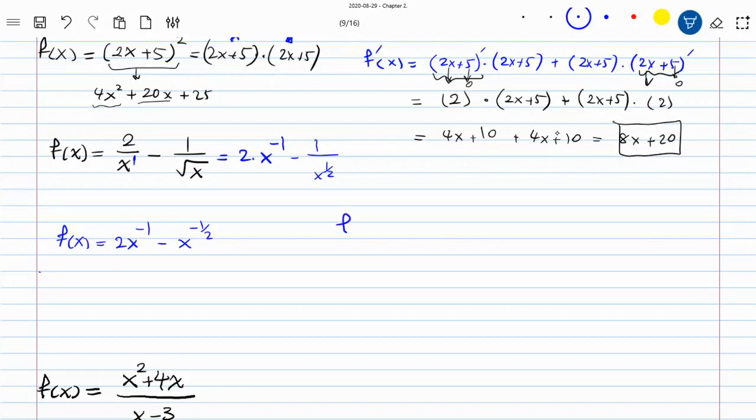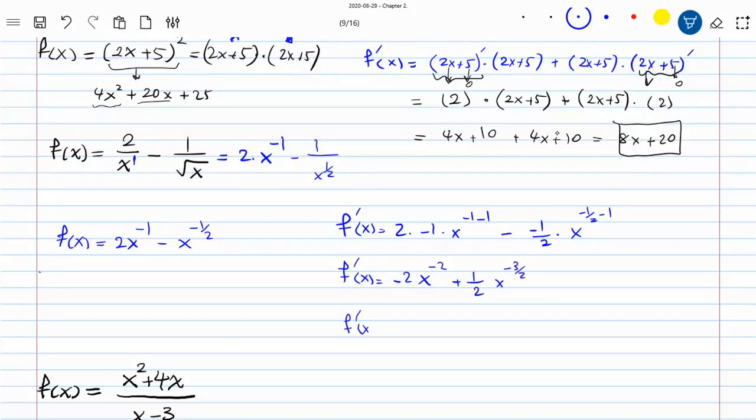So now to take the derivative, I can use the power rule. Keep the coefficient 2. Derivative of x to the negative 1: multiply by negative 1 times x to the power negative 1 minus 1, subtracting 1 from the exponent. Minus, drag down the exponent, negative 1/2 times x to the power negative 1/2 minus 1. So what we get as the derivative is 2 times negative 1, which is negative 2, x to the power minus 1 minus 1, x to the power minus 2. Minus times minus becomes positive 1/2, x to the power negative 1/2 minus 1, that is x to the negative 3/2.